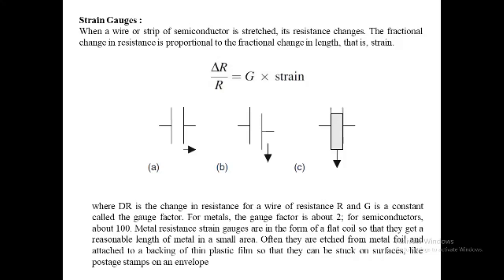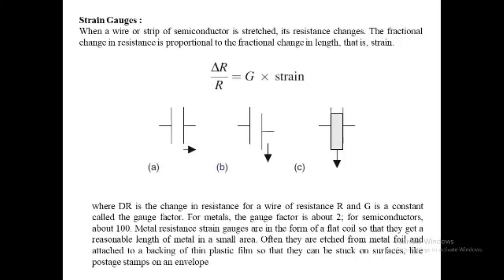So delta R upon R is equal to G, the gain, into strain, where delta R is the change in the resistance for a wire of resistance R, and G is the constant called the gauge factor. For metals, the gauge factor is about 2, for semiconductors about 100.